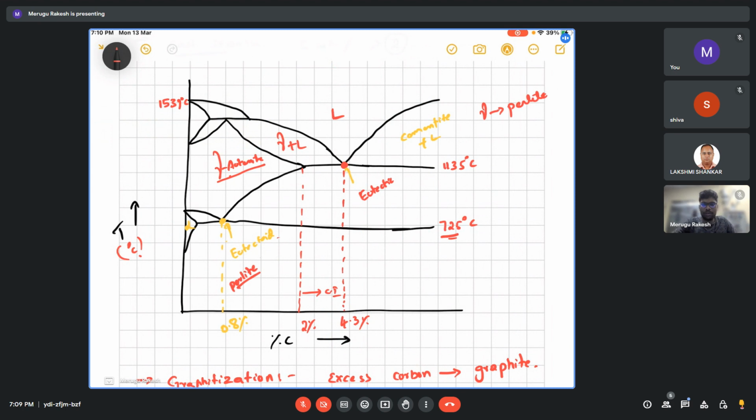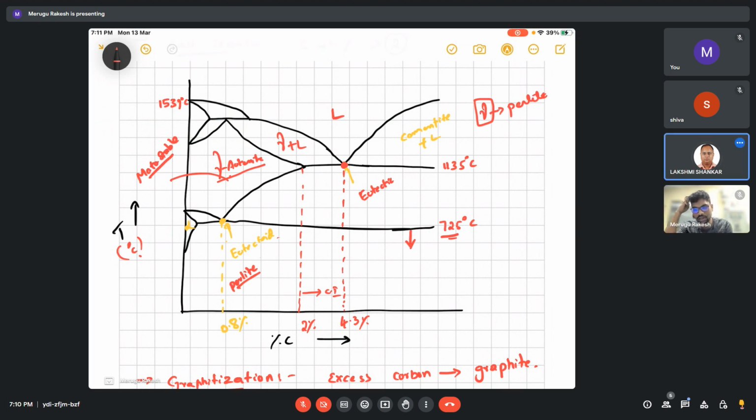Okay, I'm not sure about this, but what I want to say is this particular phase is not stable below this 725 degrees, whatever. So, sir, we call this phase a metastable phase. Understood? Yes, sir. It is not a stable phase at all temperatures.